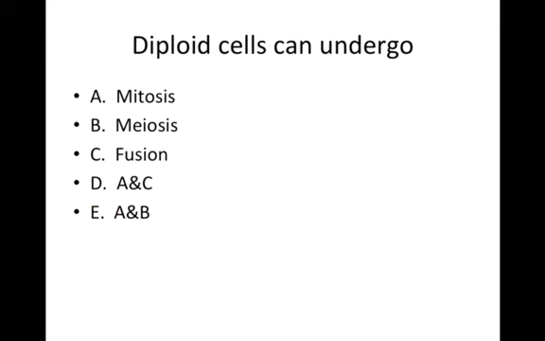Okay, what about diploid cells? So diploid cells, can they undergo mitosis? They most certainly can. Can they undergo meiosis? They can. That's the way we get haploid cells. And can they undergo fusion? Well, as we've discussed it, we do not see them undergoing fusion. And so the answer here would be A and B.